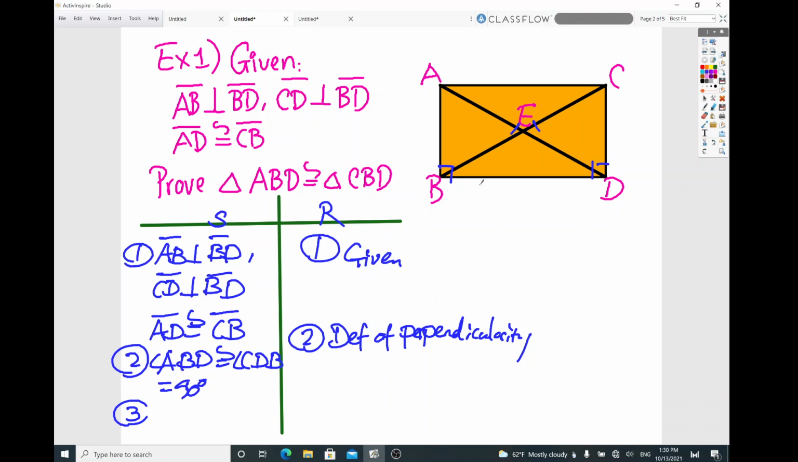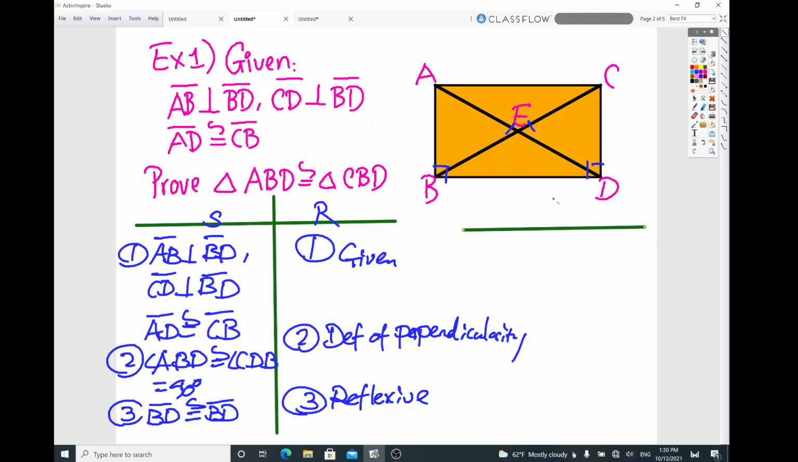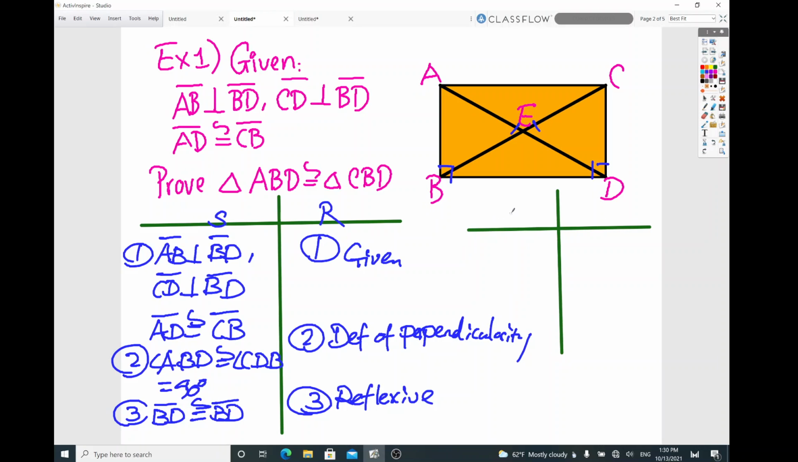So here's one thing that I want to show: BD, the leg right here, the bottom base, segment BD is congruent to segment BD. And this one is by using the reflexive property of equality. And then continue with the statements and reasons. So therefore triangle ABD is congruent to triangle CBD. And the reason is hypotenuse and leg. Okay, so this one is a 4-step proof.